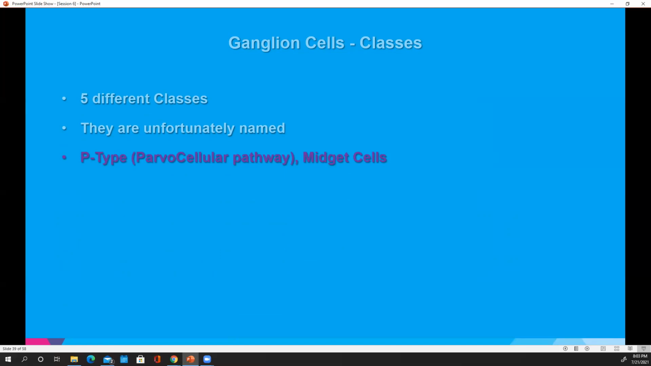It's called a P-type parvocellular pathway. Now, the type and the pathway always correspond. The pathway is what helps you, but they're midget cells. They're midget ganglion cells. A midget ganglion cell is not a midget bipolar cell. I don't know how else to put this. They're not. That's just the way they looked.